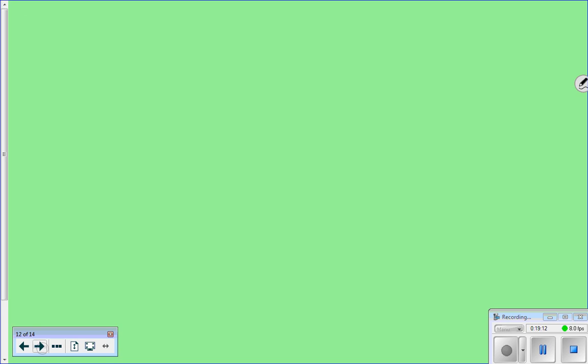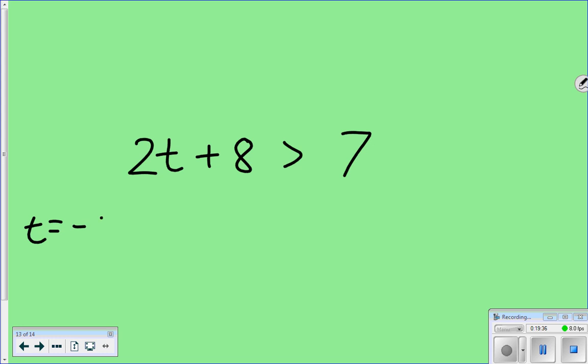Last thing I need to do is show you some things that they're going to show you in your homework today. Okay? Very simple. I'll show you an example. What they're going to do is give you an inequality that looks like this: 2t plus 8 is greater than 7. There's your inequality, but it's going to tell you what t is. They're going to say t is negative 1. What they want you to do is put negative 1 in for t, and they want you to solve it.